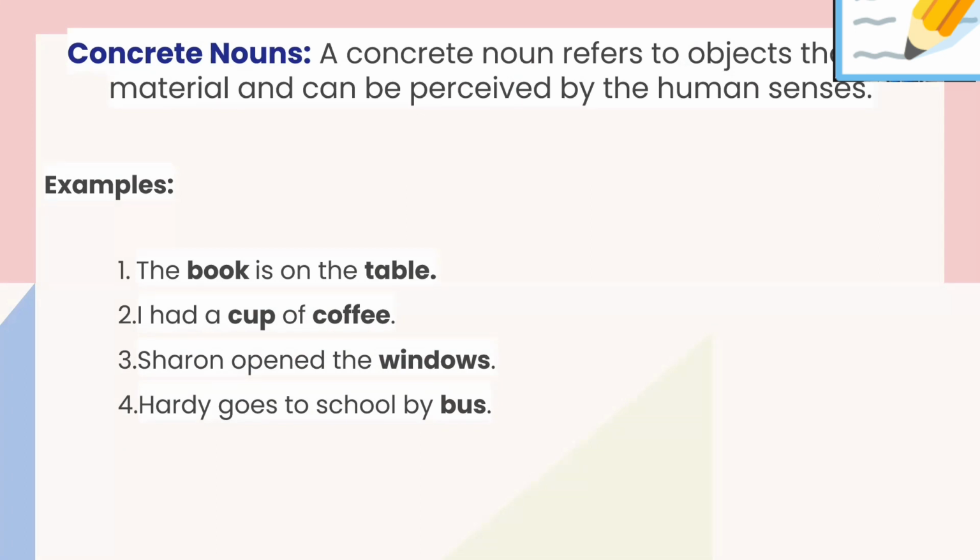उन चीजों को कॉन्क्रीट नाउन कहते हैं जिनको हम देख सकें, सूंघ सकें, जिसका टेस्ट ले सकें, जिनको टच कर सकें. These are called the concrete nouns. I hope you have understood. So let's move towards another kind of noun.